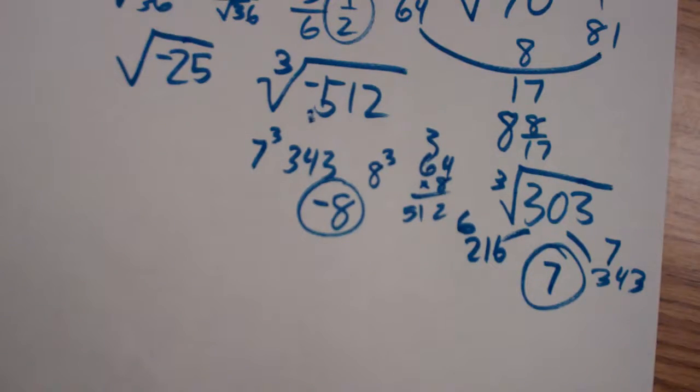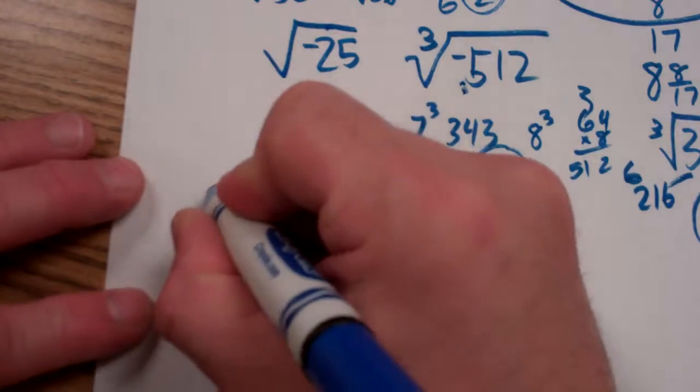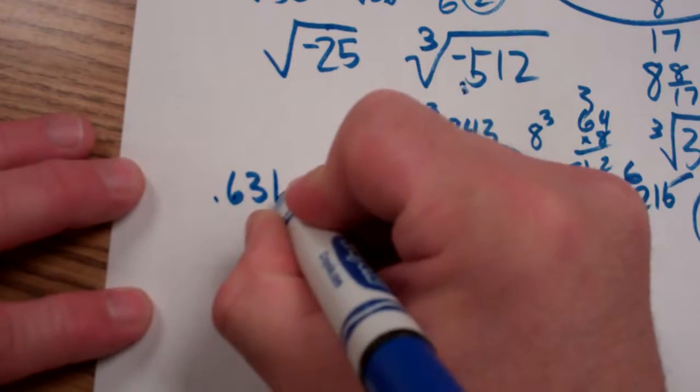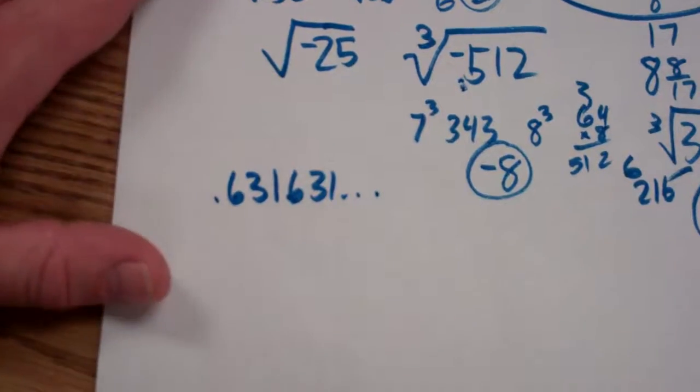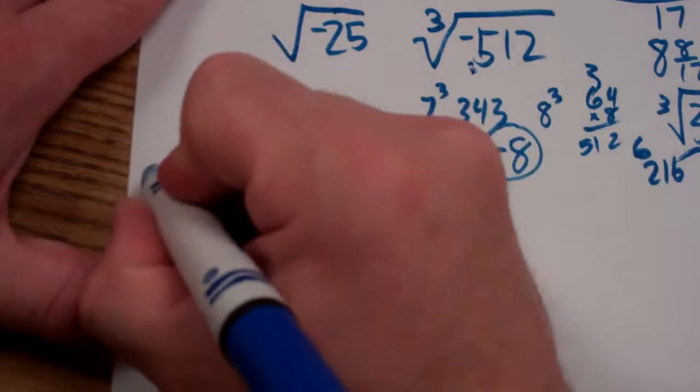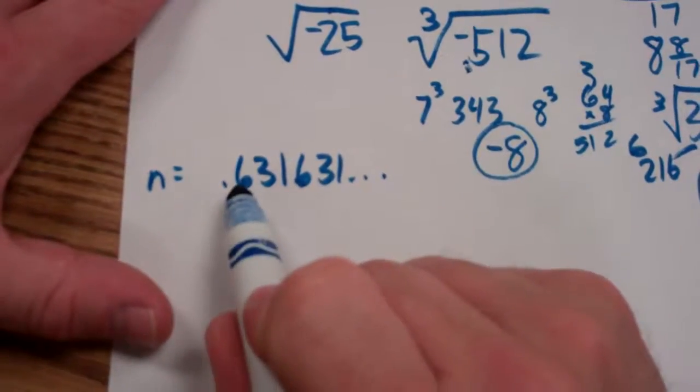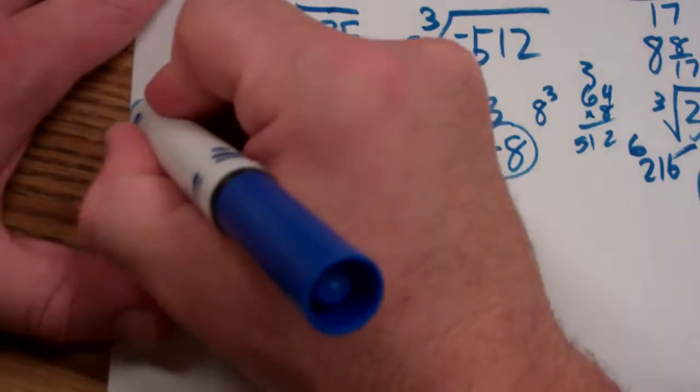Let's see, what number am I on? Number 4, right? 0.631 repeating. Let me just keep writing it out a little bit. As a fraction, so to review, we set n to be that number. If there are 3 numbers repeating, I'm going to take it times 1,000.